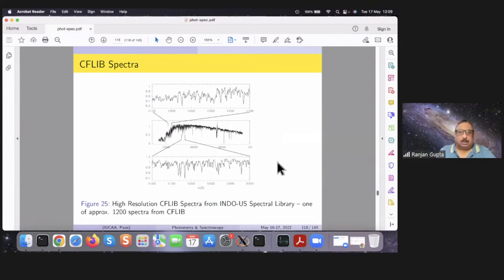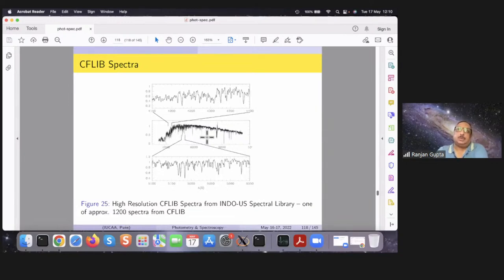And this is one example of the spectra for a K-type star. We call it the Indo-US Spectral Library. You Google it and you will find our names there and our collaborators. And the Kitt Peak CF Library. So when I say library, we had done about 200 different stars, hot and cold stars, and made a huge library of such spectra, right?